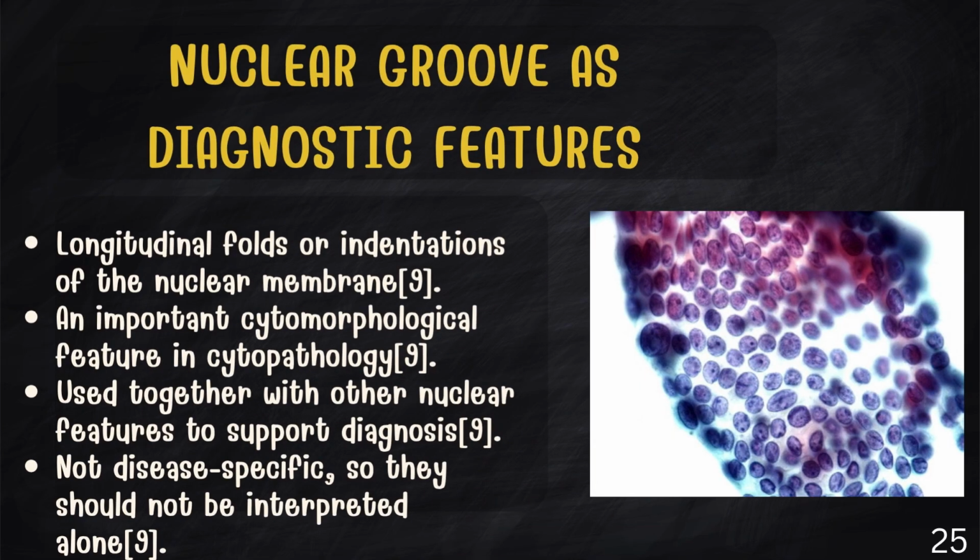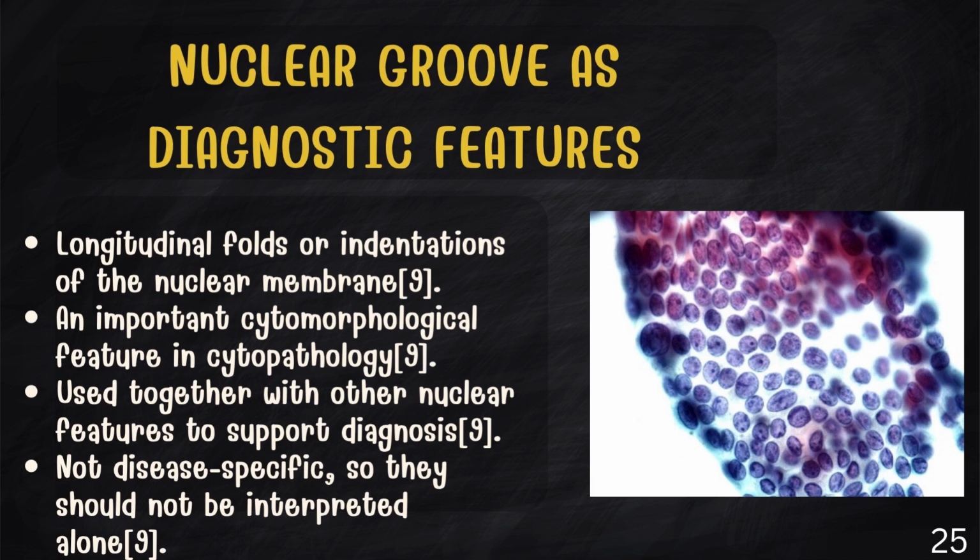First, what is a nuclear groove? A nuclear groove is a longitudinal fold or indentation of the nuclear membrane, giving the nucleus a characteristic coffee bean appearance. Nuclear grooves are considered an important cytomorphological feature because they help pathologists recognize abnormal cells under the microscope.